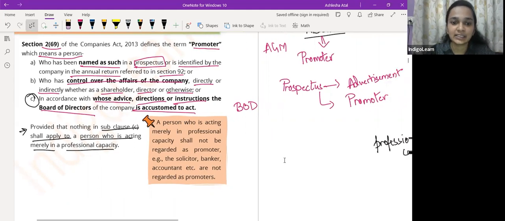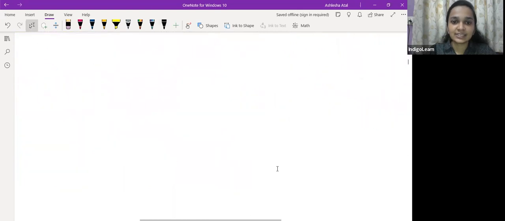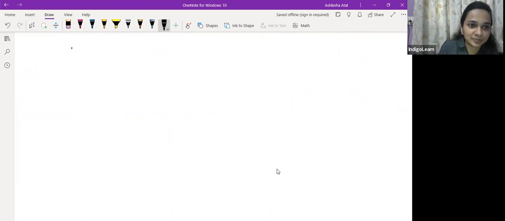Have you all understood this point? Okay. So अभी हो गया हमारा step 1. अभी step 2 पे जाते हैं.